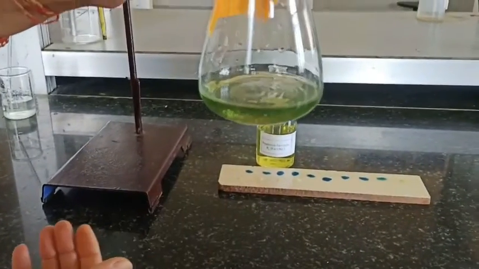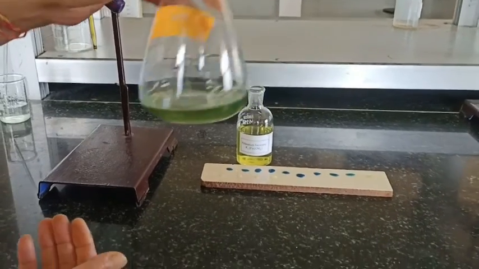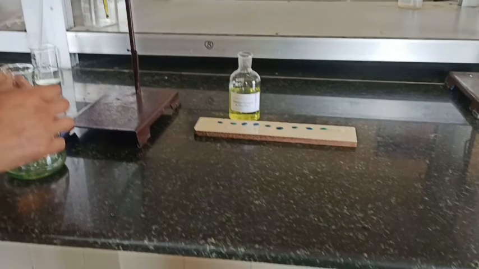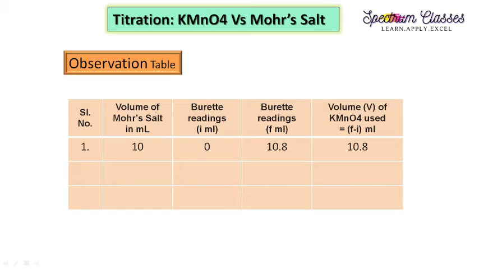Now the final reading. So here we have the final reading, which is 10.8. This is the color of the working solution. This is just because of the chromium 3+ ions, right? Here in the observation table, the volume of Mohr salt or FAS or ore solution which I have taken is 10. Whatever you take, please write that down for the conical flask.